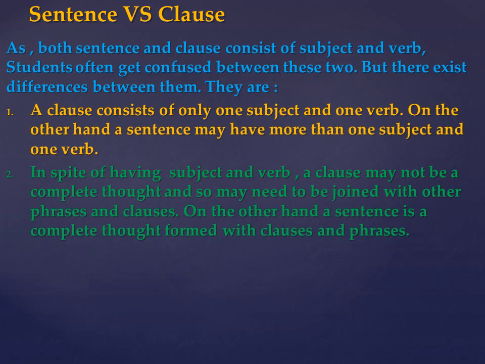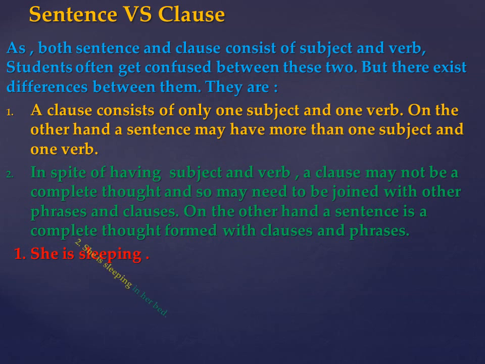So though a clause has subject and verb, sometimes it is not complete, then it needs the help of another clause, but it doesn't happen to a sentence. A sentence is always complete. Look at the examples. She is sleeping. Obviously this is a sentence, and as it has only one subject and only one verb, you can call it a clause also.